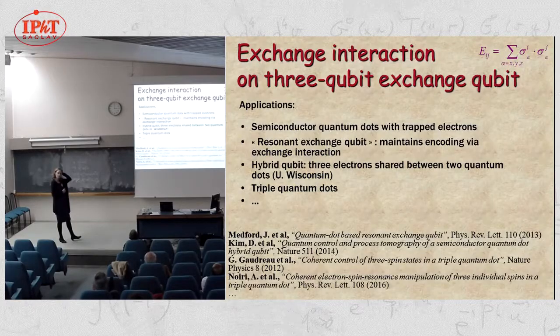I mean, there are hundreds of papers using mainly what they call the 3-qubit exchange qubit. This is the 3-qubit encoding that allows us to only use the exchange interaction to do any unitary operation we want. So this 3-qubit exchange qubit has now been applied and proposed in a multitude of architectures, mainly in semiconductors with quantum dots, with trapped ions.